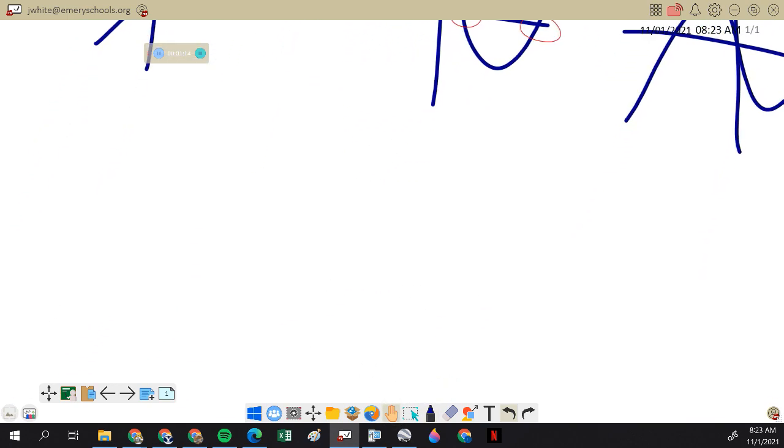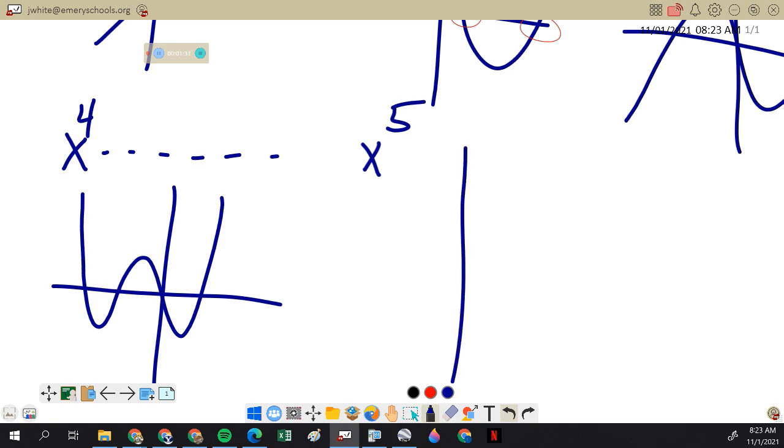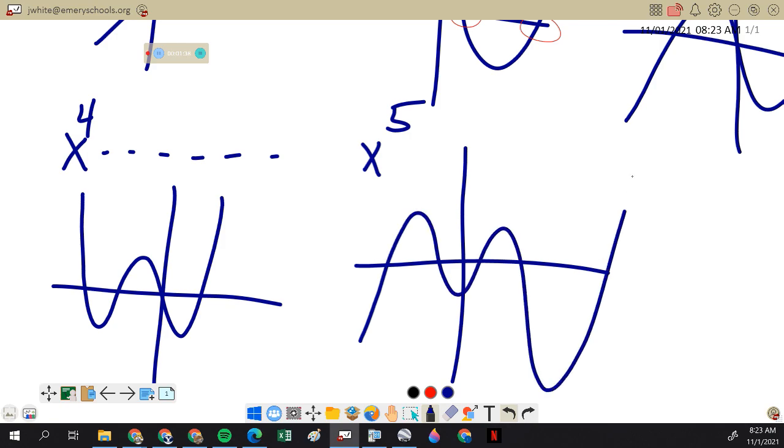And then if I had an x to the fourth equation with lots of other stuff there, then that could hit the x-axis as many as 4 times. So 1, 2, 3, 4. You see a pattern? An x to the fifth could hit the x-axis as many as 5 times. 1, 2, 3, 4, 5.